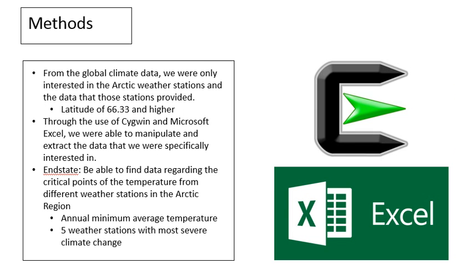Some of the methods that we used. In order to isolate the data to only that presented by Arctic weather stations, we isolated the weather stations that are placed at a latitude of 66.33 and higher. Through the use of Cygwin and Microsoft Excel, we were able to manipulate and extract the data that we're specifically interested in. The end state, through working through this tar ball, is to be able to find data regarding the critical point of the temperature from different weather stations that were all in the Arctic region, such as the annual minimum average temperature in the 5 weather stations with the most severe climate change.